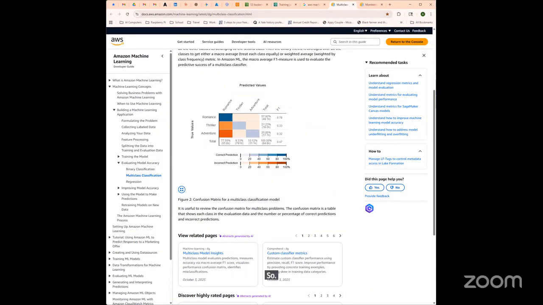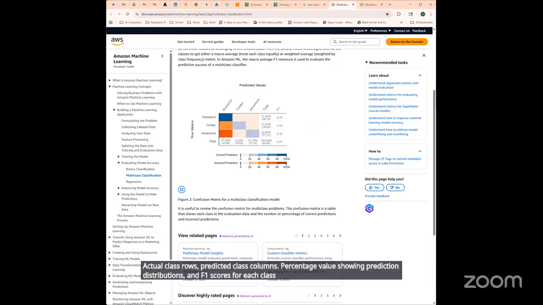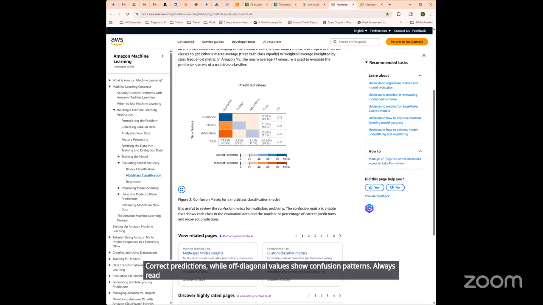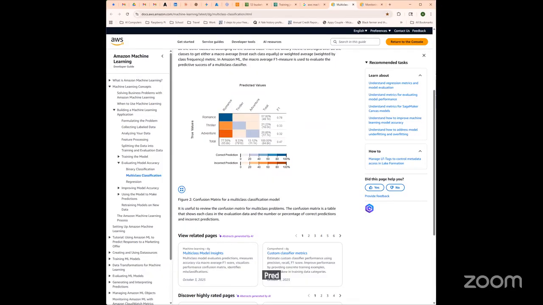So, in machine learning, AWS's deprecated machine learning services used a specific confusion matrix format that may appear on certain portions of the exam. The matrix included actual class rows, predicted class columns, percentage values showing prediction distributions, and F1 scores for each class. Diagonal values highlight correct predictions, while off-diagonal values show confusion patterns. Always read the axis labels carefully. Predicted versus actual positioning varies by implementation.